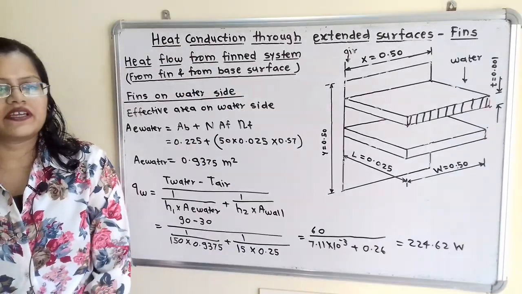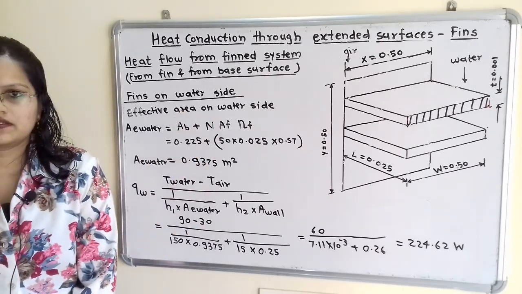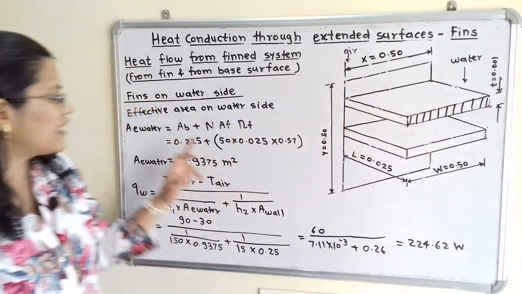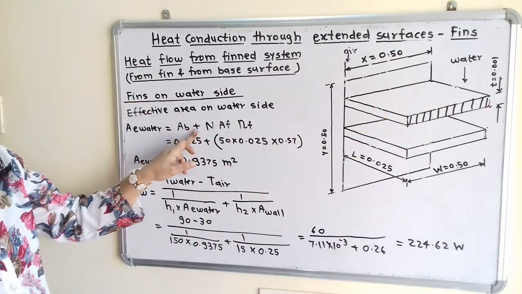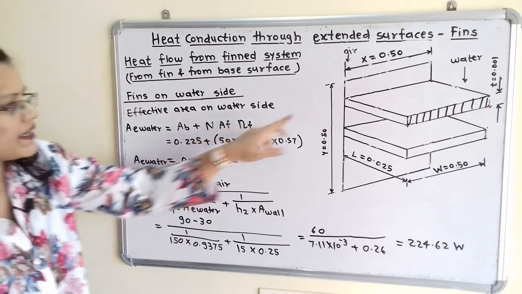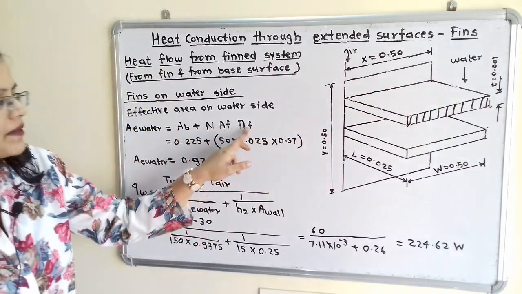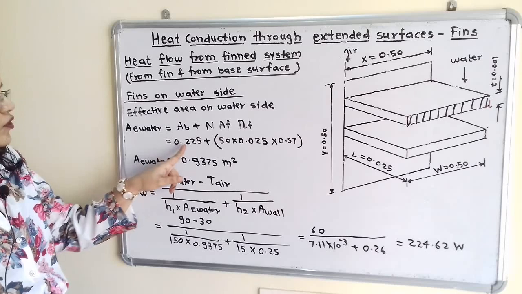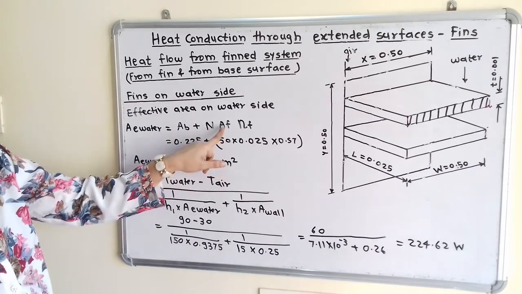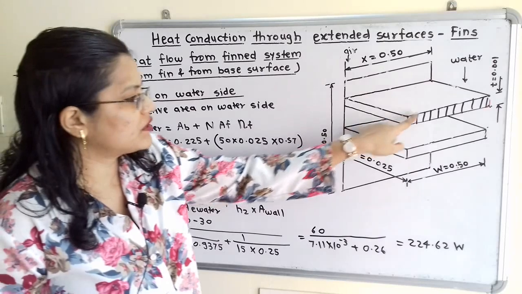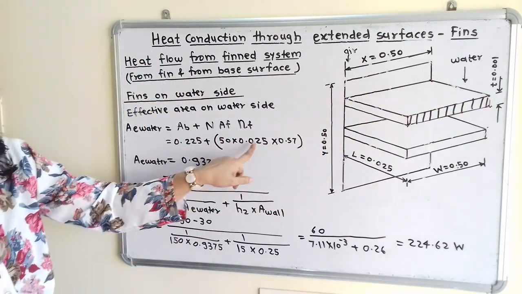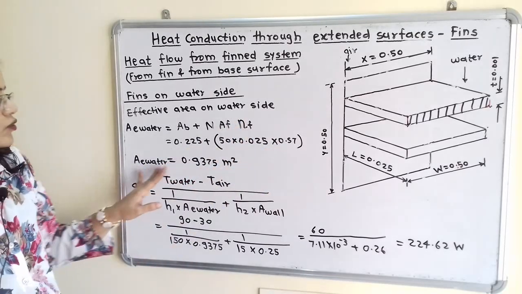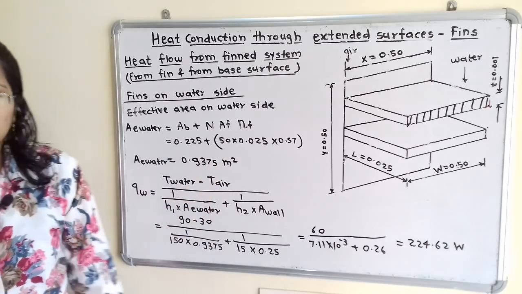Now we will calculate the effective area on the water side. We have the formula: effective area on water side is the bare area plus number of fins multiplied by the surface area of the fin multiplied by the efficiency of the fin. The bare area that we calculated earlier is 0.225, plus number of fins 50, surface area of the fin 0.025, that we calculated earlier, and efficiency of fin 0.57. So the answer is 0.9375 meter square.